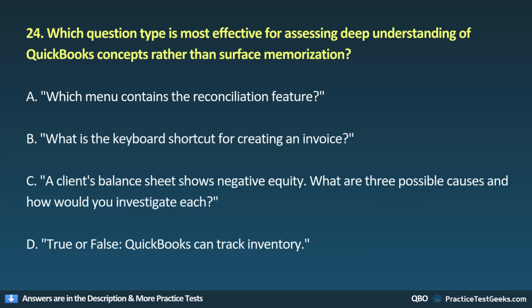24. Which question type is most effective for assessing deep understanding of QuickBooks concepts rather than surface memorization? A. Which menu contains the reconciliation feature? B. What is the keyboard shortcut for creating an invoice? C. A client's balance sheet shows negative equity. What are 3 possible causes and how would you investigate each? D. True or false, QuickBooks can track inventory.